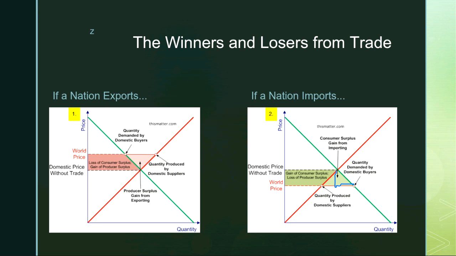And then notice that the other half comes from the fact that these are now goods that were bought domestically but are now being bought as imports. And the consumers that were participating in the market are now paying a lower price on all those additional imports, the import substitutions.